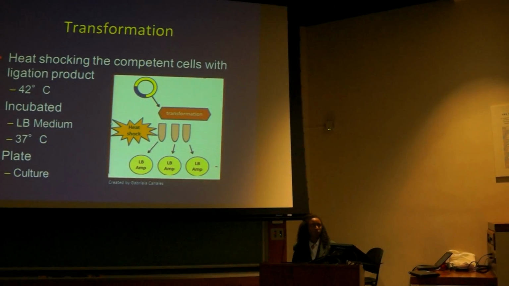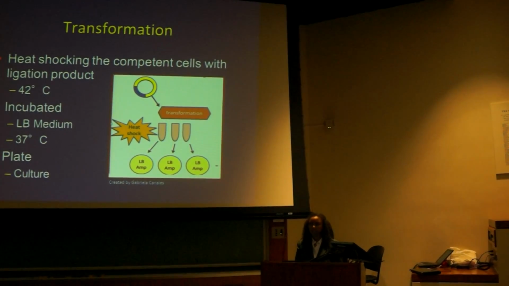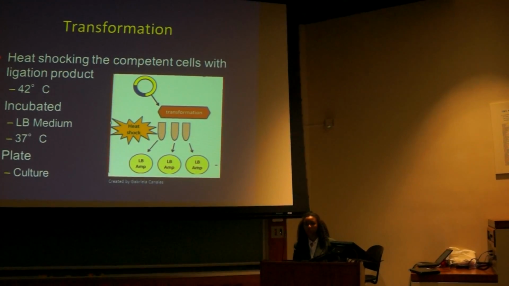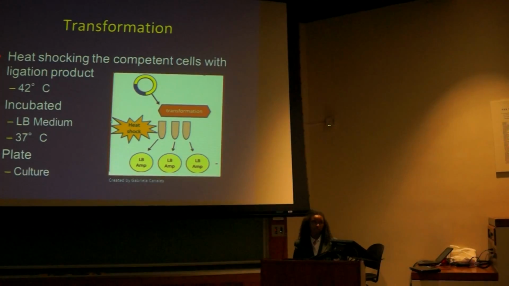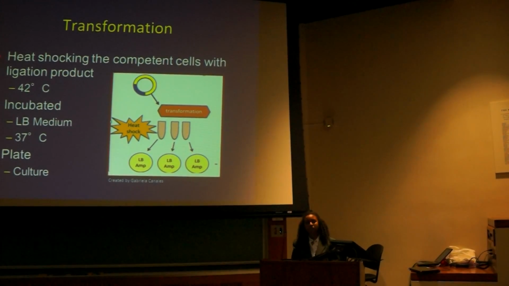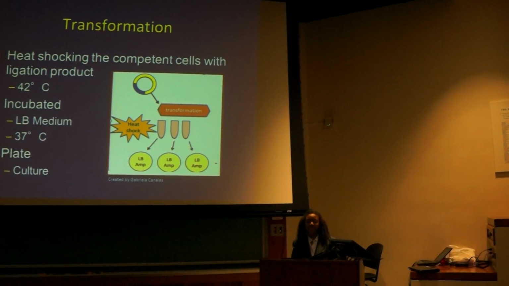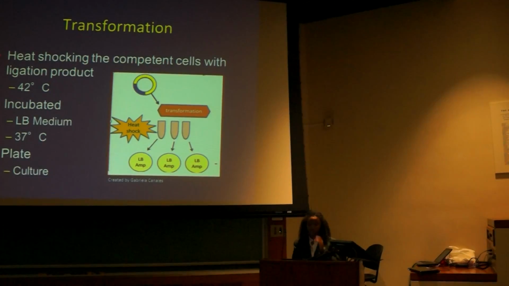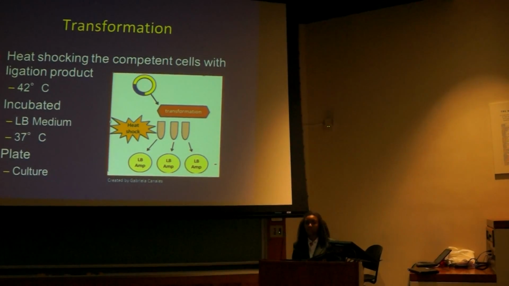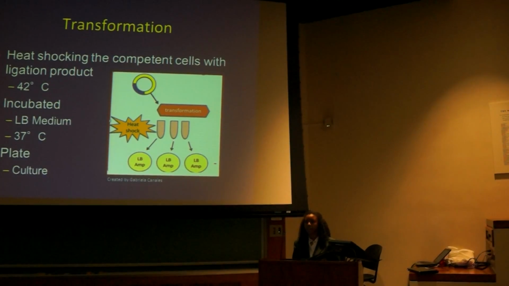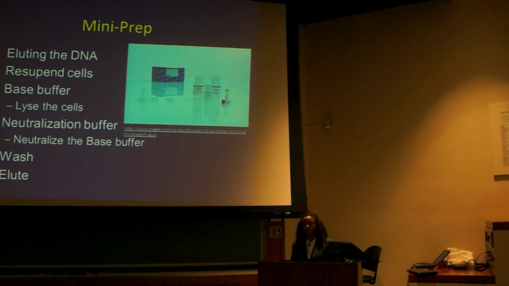During a transformation, we heat shock the competent cells with the ligation product. Please note that the competent cells used in a transformation are different from the competent cells used in a protein expression, which you'll see later. In the transformation, we use DH5 alpha competent cells. After the competent cells have been heat shocked with the ligation product, we incubate it in an LB medium at 37 degrees Celsius. Then we plate and culture the cells overnight.